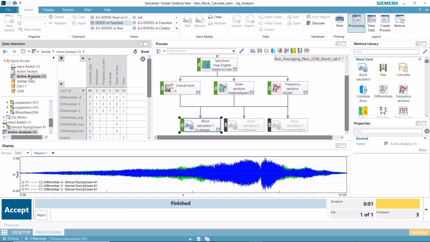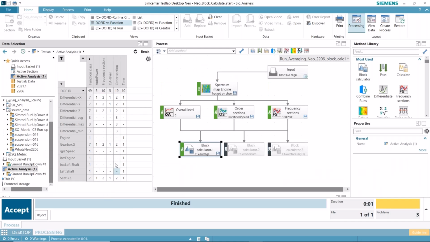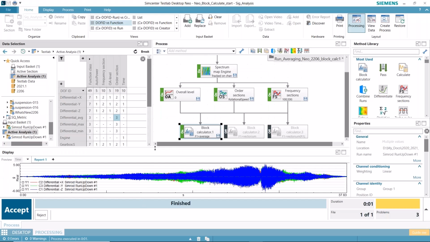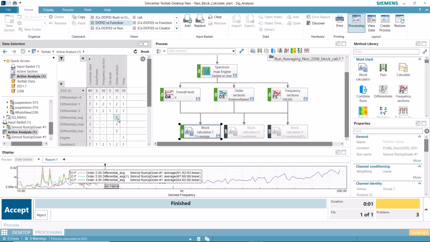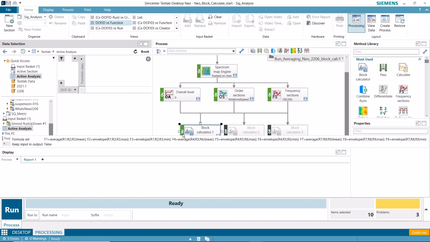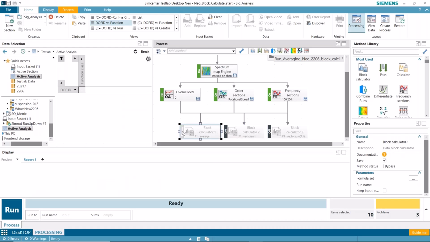Look at my active analysis here. So these would be my three different averages for the differential channel. Okay, so there they are. There they are for the max envelope, and here they are for the min envelope. Okay, so that's one formula. If I look at another formula, so let me reject those. And let me turn that guy off and turn this one on.